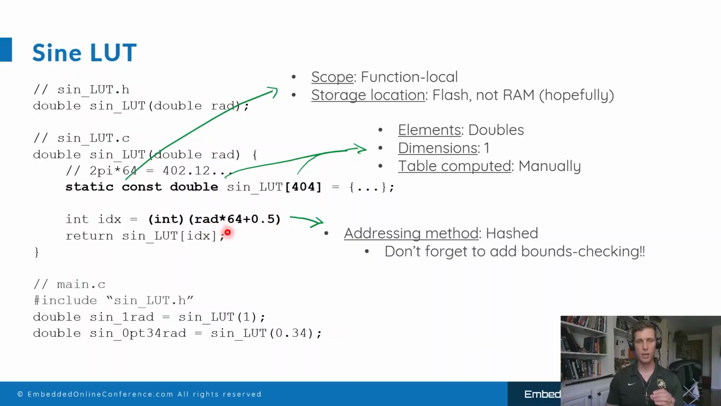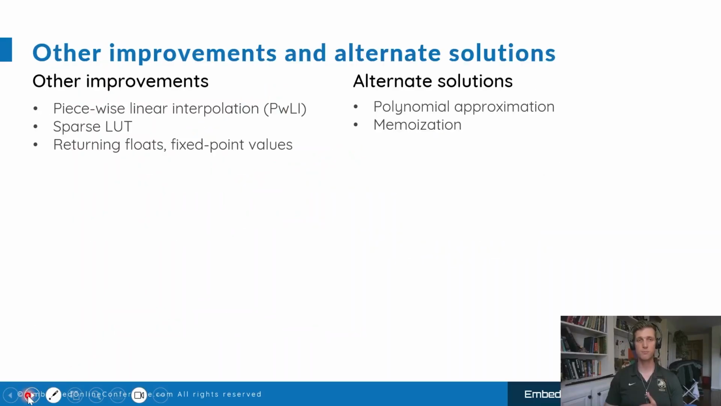I can take my value in radians and multiply by 64 to get the offset into my array. And then what I do here is a very simple form of rounding to get to the right index or integer value into my array. This addressing method is not direct, so it's one we might call hashed, where I'm effectively permuting my input a little bit to get to the correct array index. And we'll see some more examples of this in the future. It's important also not to forget bounds checking on your arrays to make sure that this value doesn't accidentally exceed 403 and try to access memory elements past the end of the array.